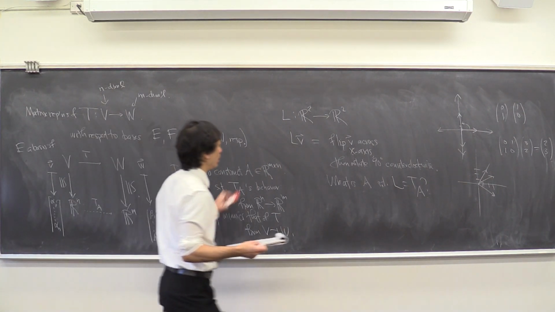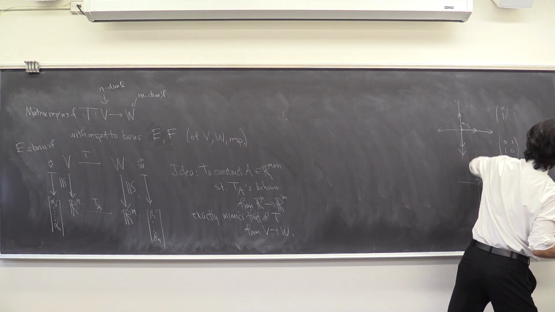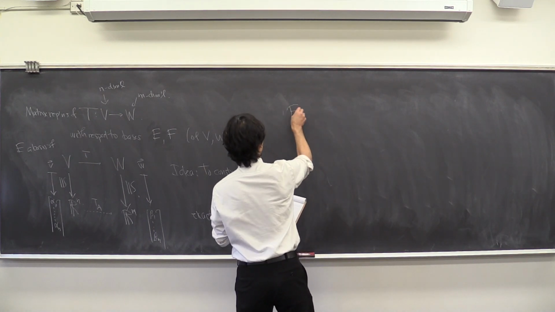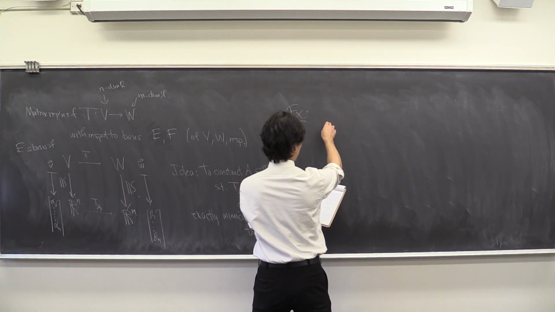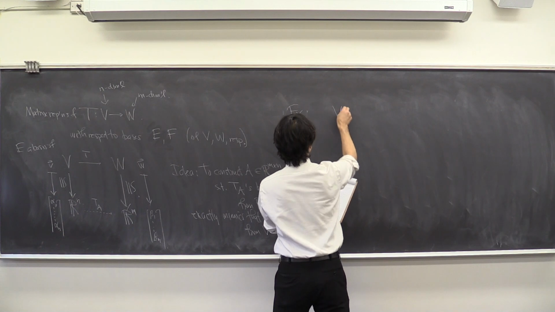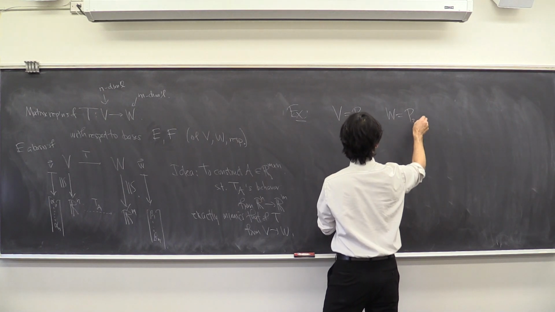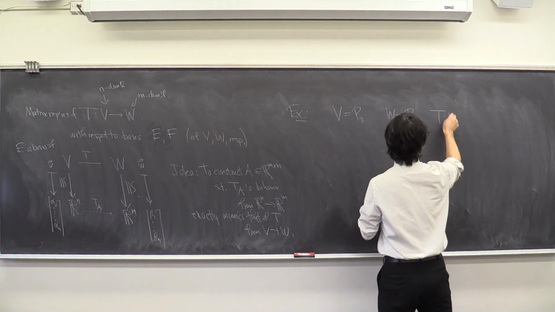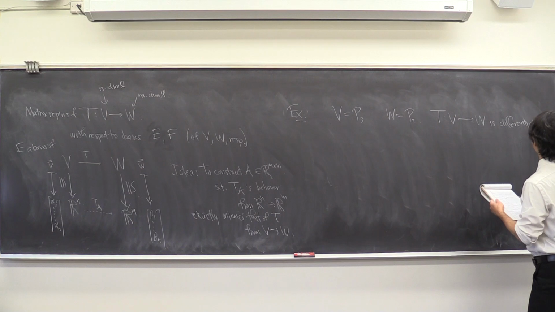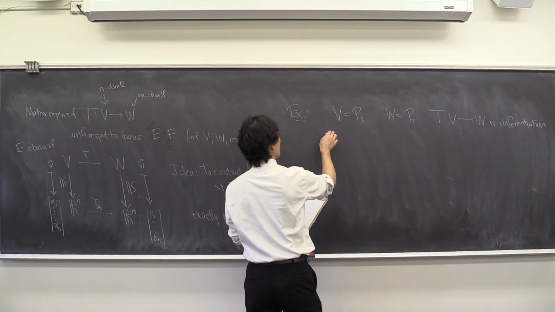So let me do a concrete example first. And this will sort of outline the procedure. So we're just going to do the differentiation operator. So V is going to be polynomials of degree under 3, W is going to be polynomials of degree under 2, and T from V to W is going to be differentiation.